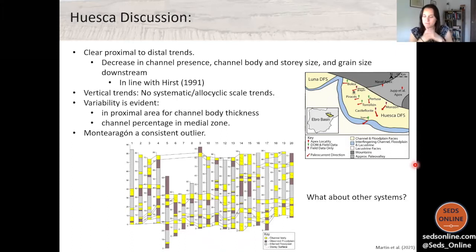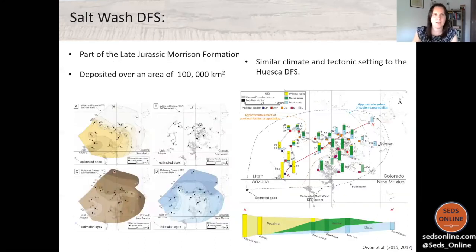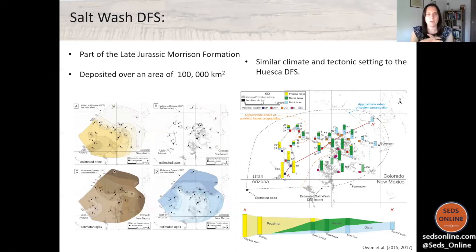That's all great. We've studied a lot and churned out a lot of statistics and analyzed the data set quite a lot for this one system. But what about other systems? This is one system. If we're looking at generic models, we need to build these on more than just one system. So we're going back to the Salt Wash DFS, the place I did my PhD. And this work that Ben did made me realize maybe we can start looking at other systems in the same way. So it's part of the late Jurassic Morrison Formation.